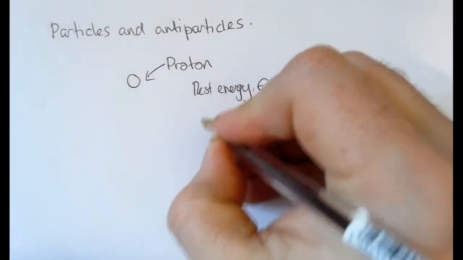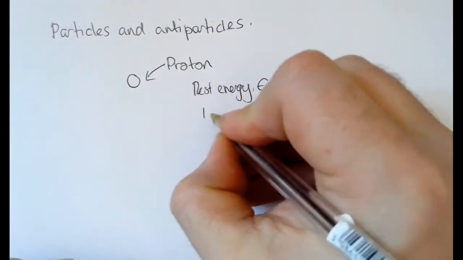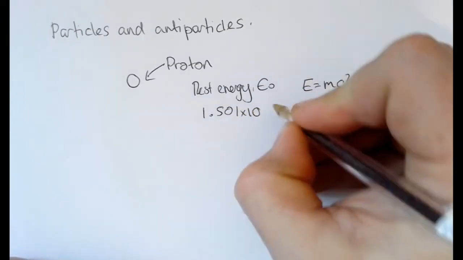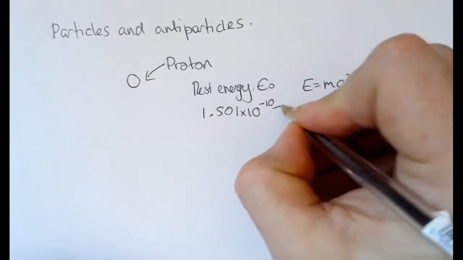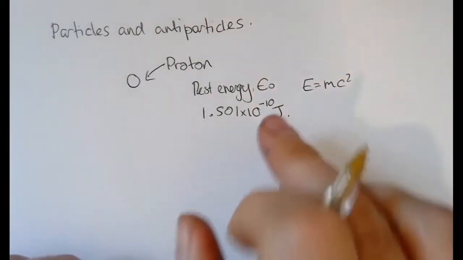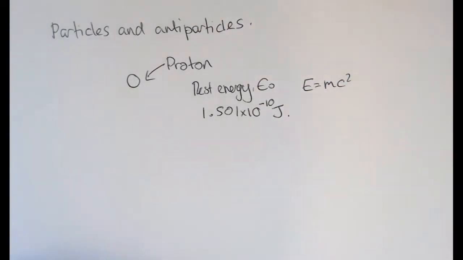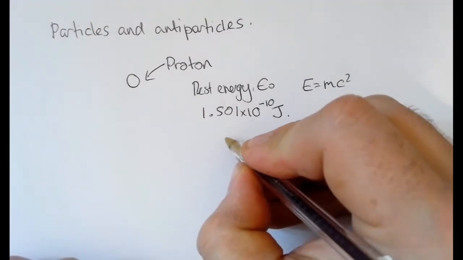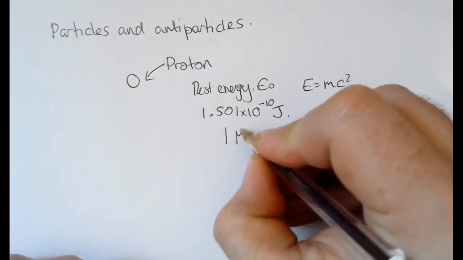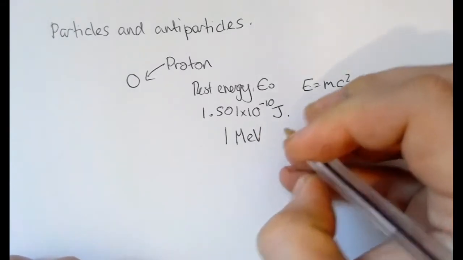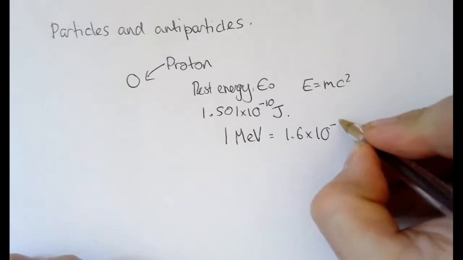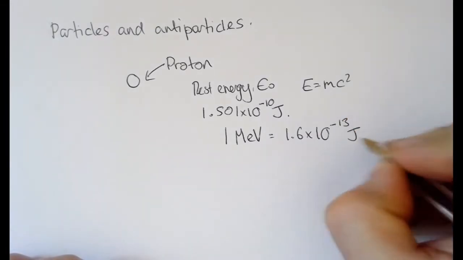The rest energy of a proton can be given as 1.501 times 10 to the negative 10 joules. And the joules unit is going to be something that's familiar to you. However, we are going to be using a different unit today, which is called the mega electron volt. So 1 mega electron volt is equal to 1.6 times 10 to the negative 13 joules.